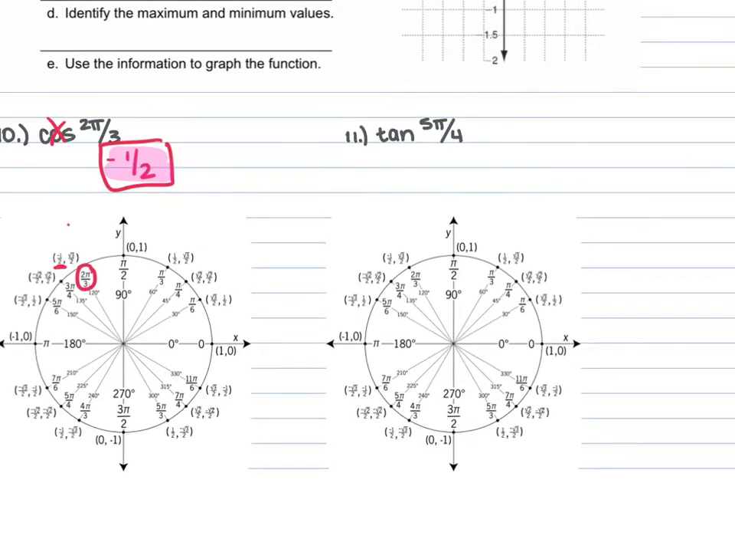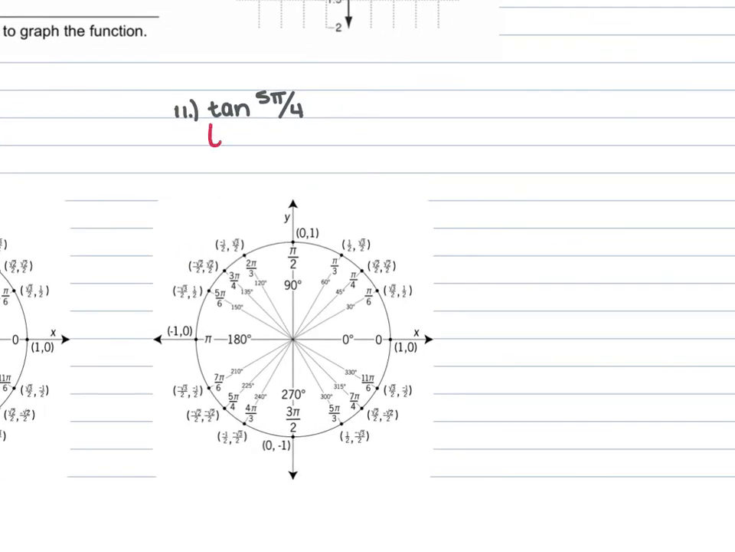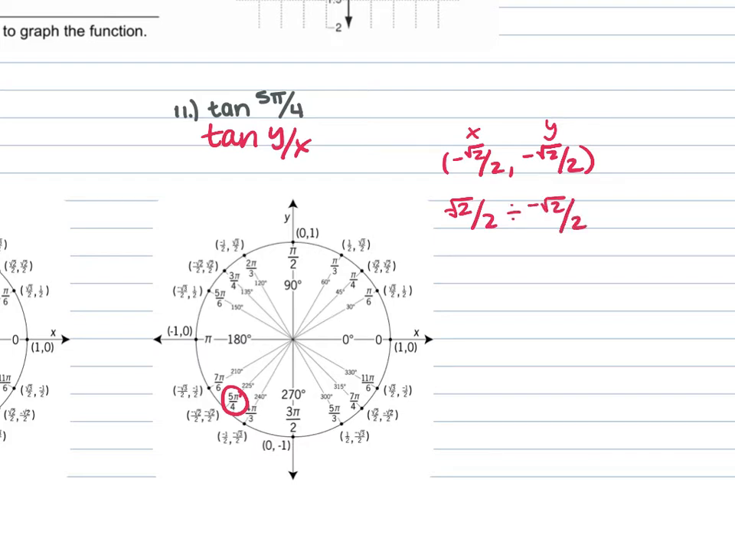For 11, we have the tangent of 5 pi over 4. So tangent is y divided by x. So we have 5 pi over 4, which is here. We're using the ordered pair negative square root 2 over 2, comma negative square root 2 over 2. So if we're dividing y by x, we have negative square root 2 over 2 divided by negative square root 2 over 2. Oops. These are going to turn into positives because a negative divided by a negative is a positive. Keep, change, flip. So negative square root 2 over 2 times 2 over the square root of 2. These are all going to cancel to become 1s. So this is just 1.